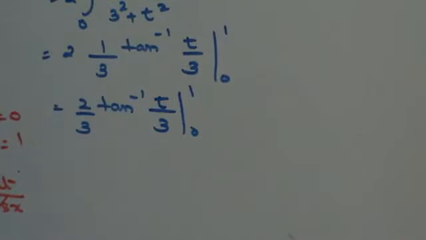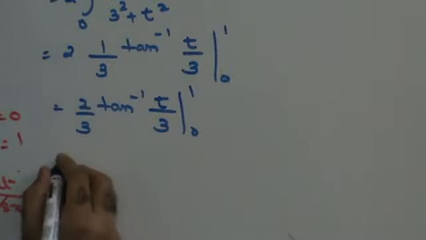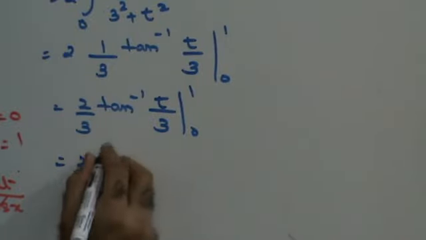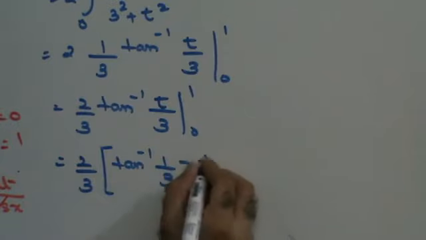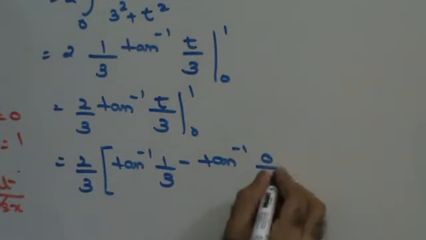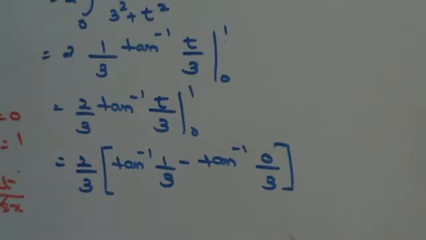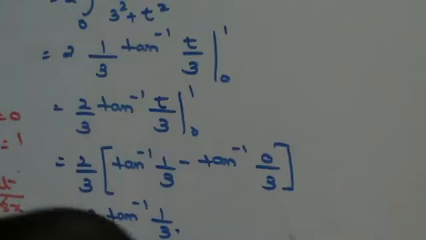Now substitute, first the upper limit and then the lower limit. So this is upper limit minus lower limit. So this will be tan inverse of 1 by 3 minus tan inverse of 0 by 3. Right? So your answer is going to be 2 by 3 tan inverse of 1 by 3, because tan inverse of 0 is 0. Right? Next, let's see another sum.